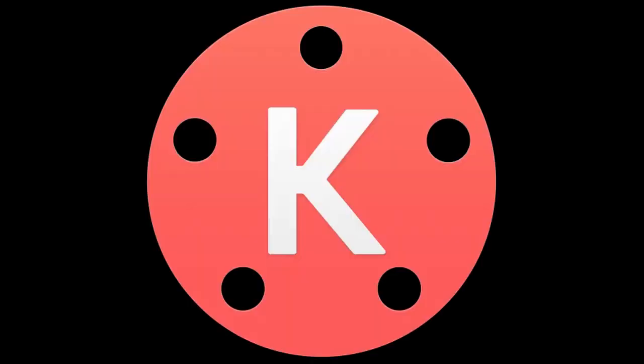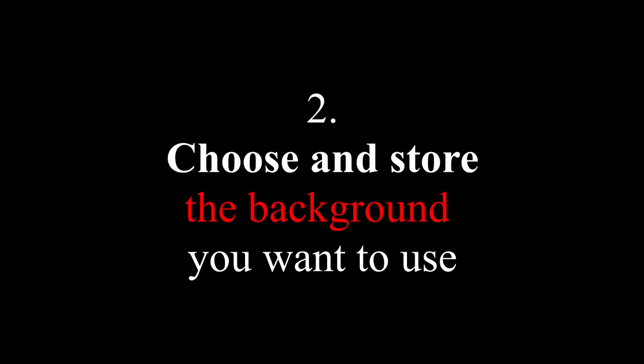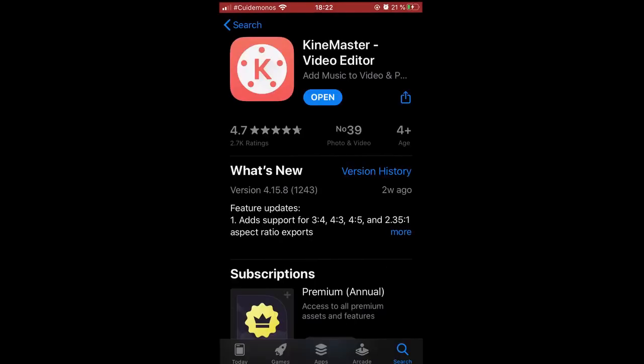This, we are going to show you how you and your students can use the chroma key feature of KineMaster for this effect. Let's go step by step. Before using this effect with KineMaster, you have to remember that you need to record your video on a one-color plain background. It can be a wall, a curtain, a closet, or anything that meets the conditions. Also, you need to have on your phone the background that you want to implement.